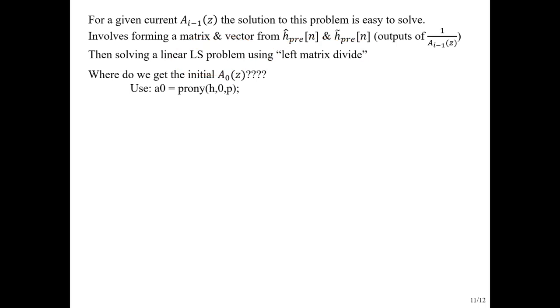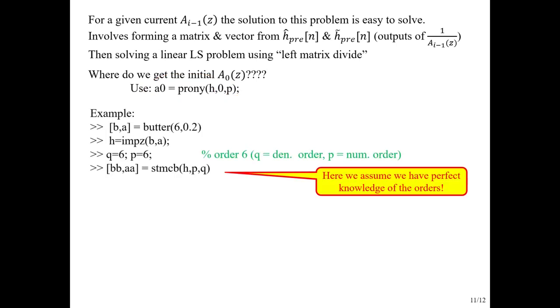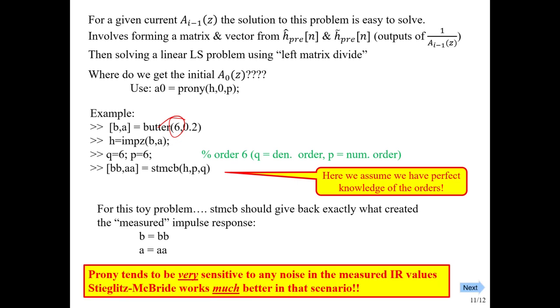So that means we have to start someplace. How do we guess that? Well, inside this command, they literally just run Prony with some chosen P and some 0 there. And so that's how they do that. And here's an example. Again, this is a toy problem. We did this with Prony and it worked perfectly. We're going to do it again. I changed the order of my Butterworth to 6 now, but it's going to work perfectly for this toy problem.